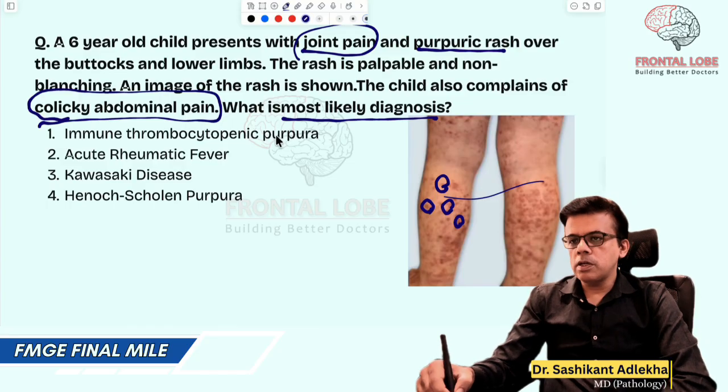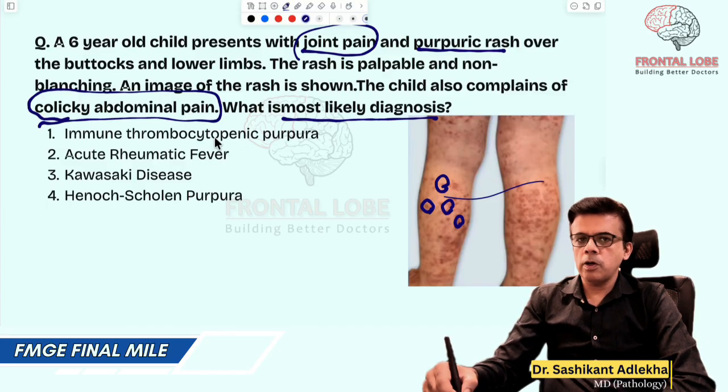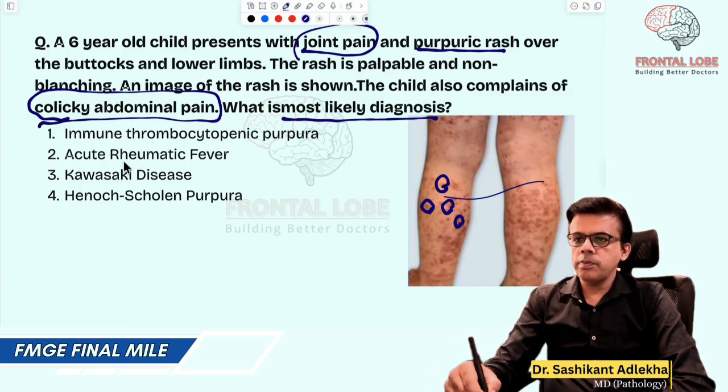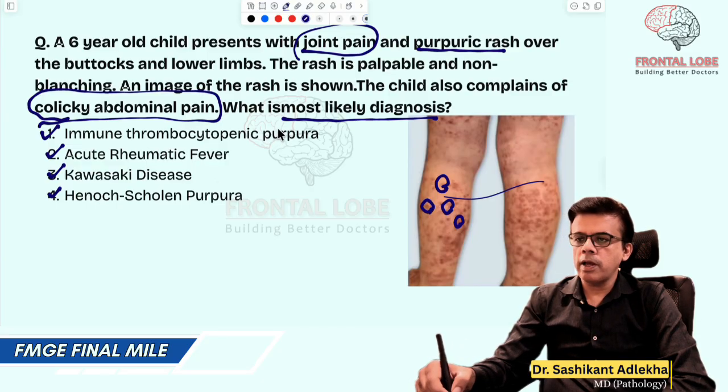Let's see the options, then we will derive the answer. Immune thrombocytopenic purpura, acute rheumatic fever, Kawasaki disease, Henoch-Schonlein purpura. So these options are noted. Now let's rule out options one by one and derive the correct answer.